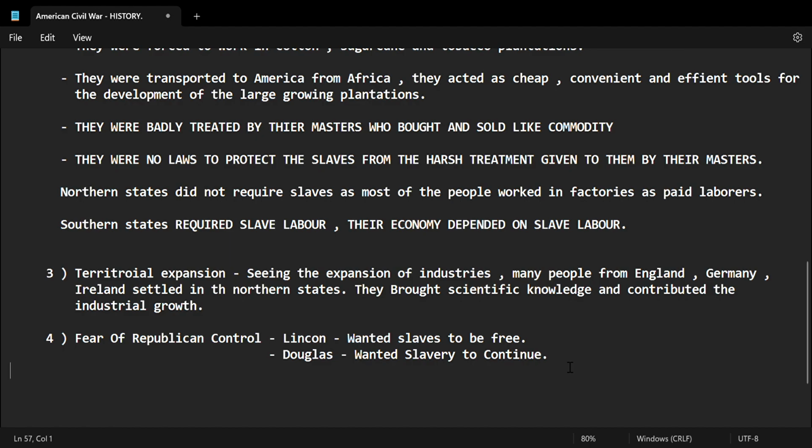They took control over the federal forts and other properties within their boundaries, adopted their own constitution, and elected Jefferson Davis as their president.